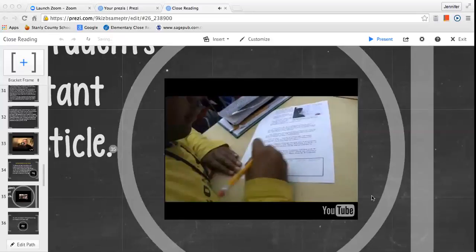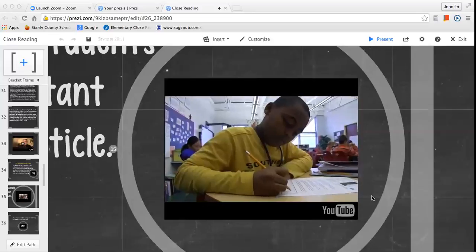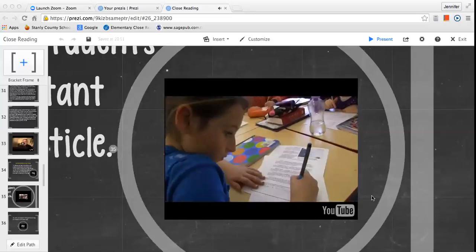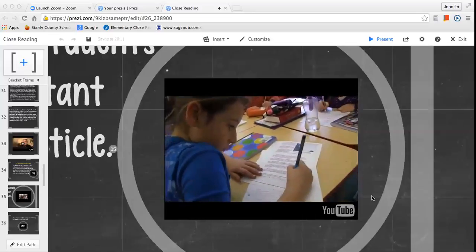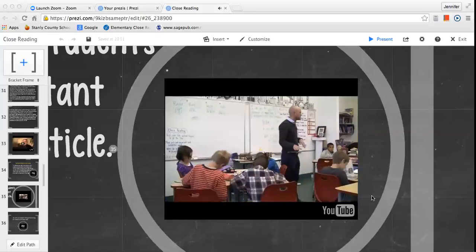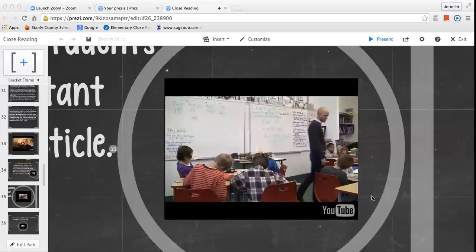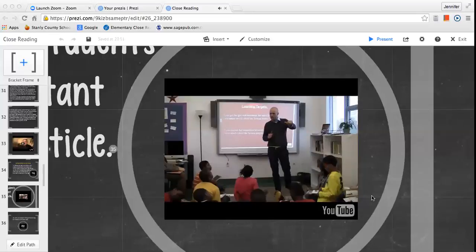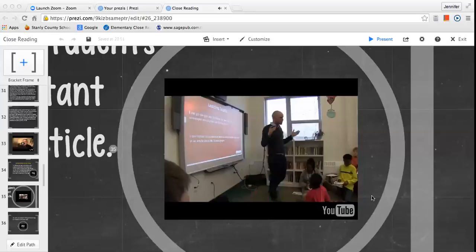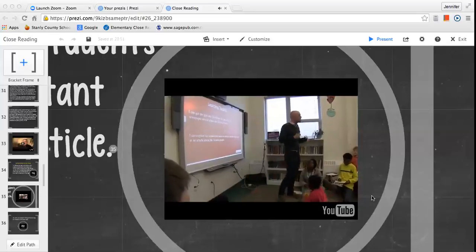What do you think the main idea of this article is? And then in about 2 minutes, we're going to transition ourselves over to the carpet area to continue the second half of our lesson. We read about it, we thought about it, we wrote about it, now we get a chance to talk about it.